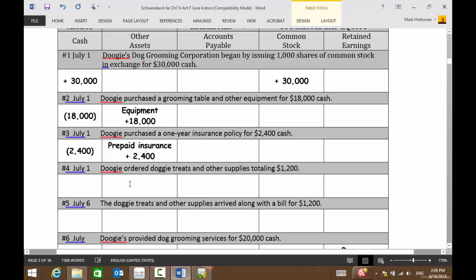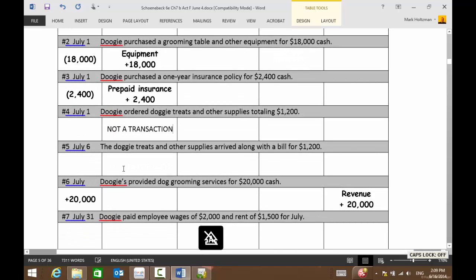Doogie ordered doggy treats and other supplies totaling $1,200. What accounts are affected? The silence is really good. No accounts are affected. Right? It's not a transaction. So silence is correct. The doggy treats and other supplies arrived along with the bill for $1,200. Now, what accounts are going to be affected? First question, what happened to cash?